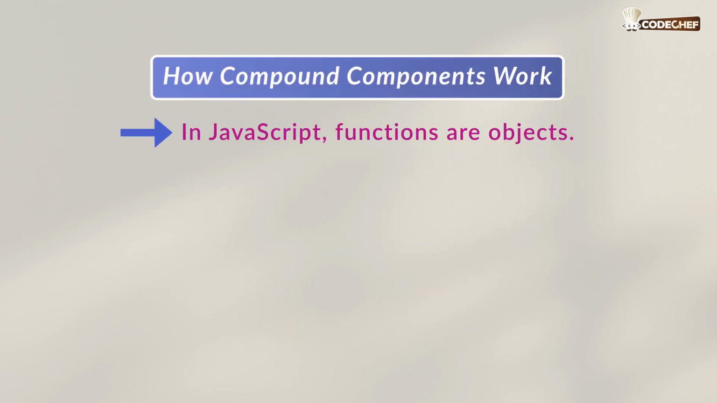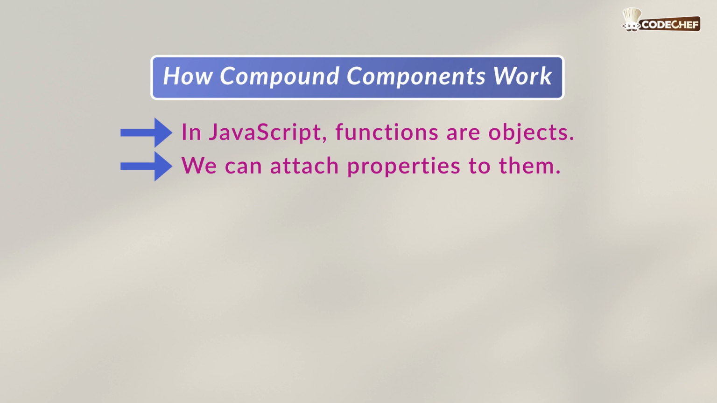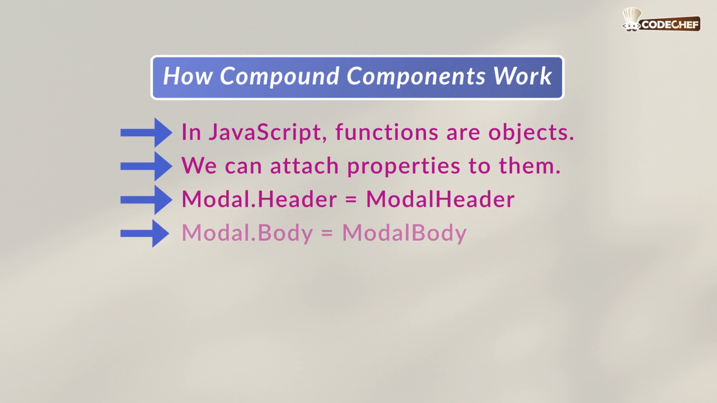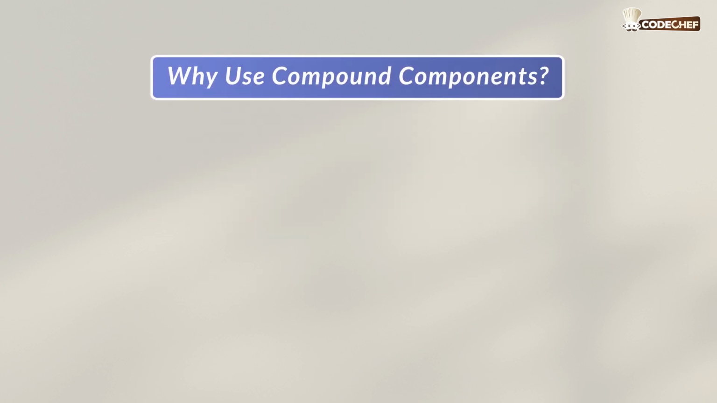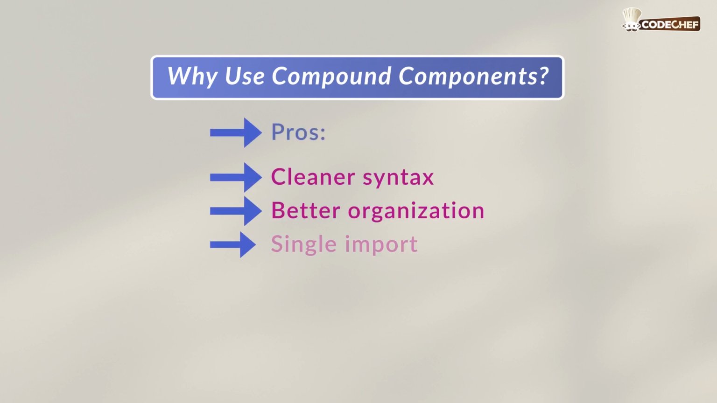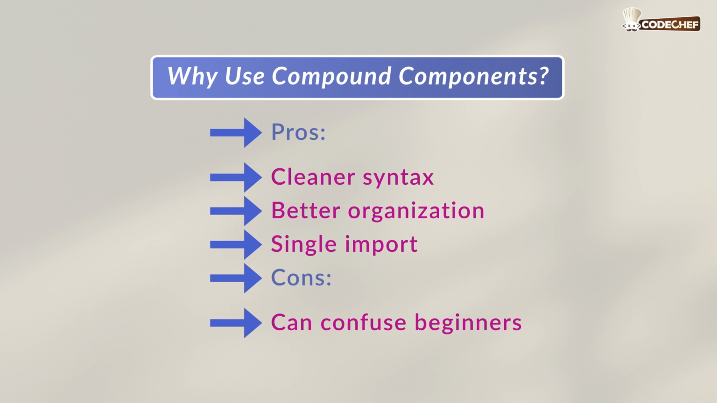In JavaScript, functions are also objects. This means we can attach properties to them. We attach Header, Body, and Footer to the Modal function. That's how Modal.Header actually works. But why use compound components? Compound components give us cleaner syntax and better organization. They also reduce the number of imports needed. However, they can be confusing for beginners, so they should be used carefully and intentionally.